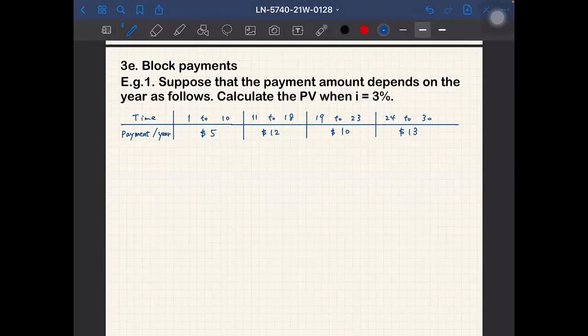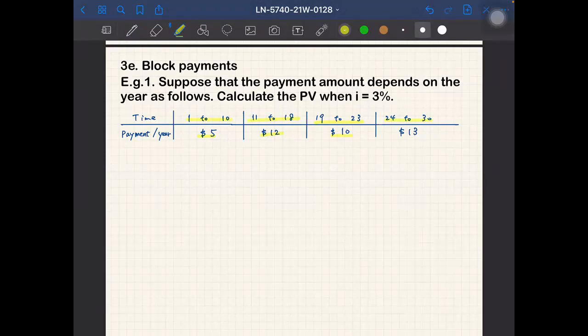Hi, section 3E, block payments. For example, suppose that the payment amount depends on the year, and it's as follows. For the first year to the 10th year, we have $5 a year. For the 11th to 18th year, we get $12 per year. For the 19th to 23rd, $10 each. And for the 24th to 30th year, $13.